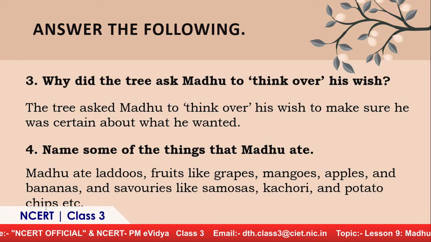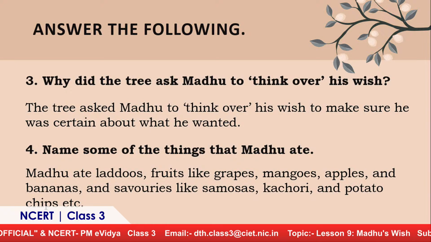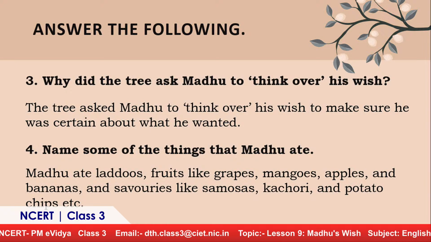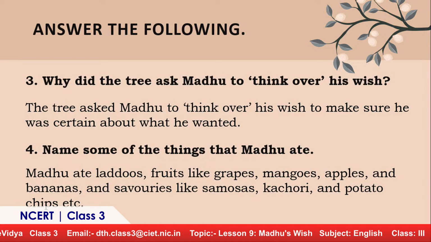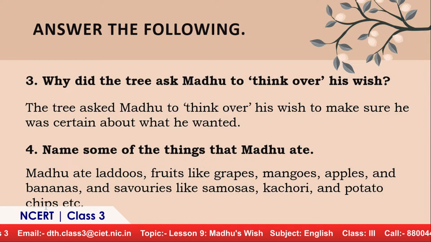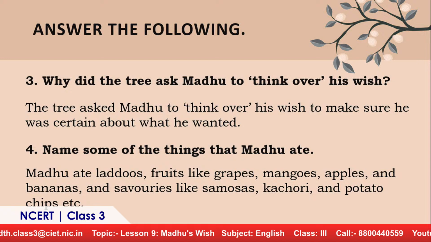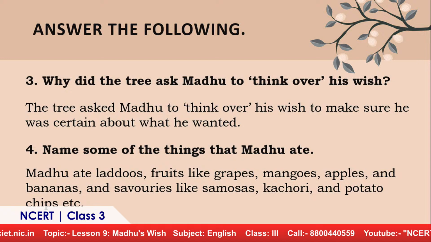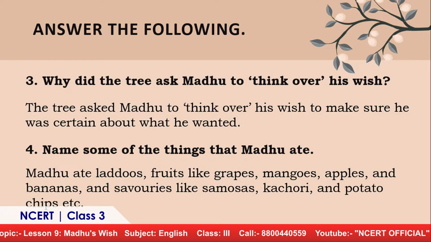So Madhu ate laddus, fruits like grapes, mangoes, apples and bananas, and savories like samosas, kachori and potato chips. Right. All tempting food. I think I've scored good marks. Yes, you have definitely scored, and I'm sure our students would also have answered correctly.